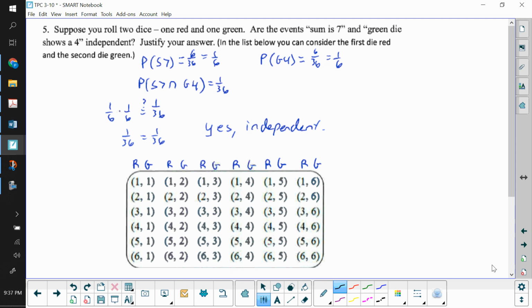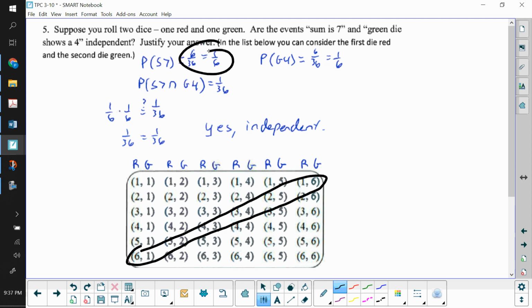So on this one, people sometimes get confused and say, well, where's the red, where's the green? Well, in each combo there, one of them came from the first die, one came from the second. So as it says there in the list, you can consider the first die the red and the second die the green. So we want sum is 7. So the ones that are 7 are all of these ones. So that gives us 6 out of 36. So that's this here, or you can reduce it to 1/6.